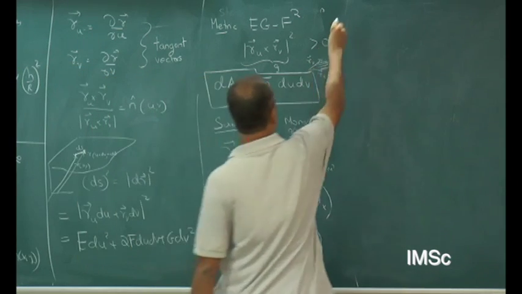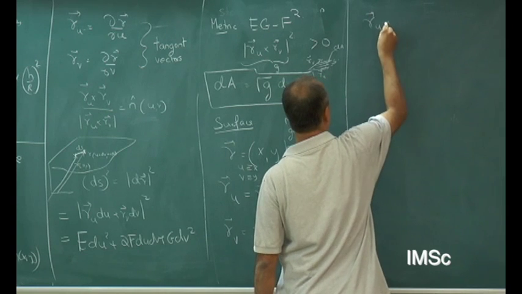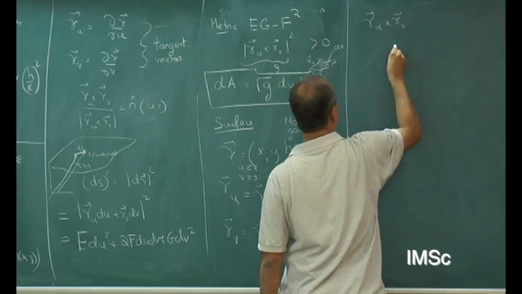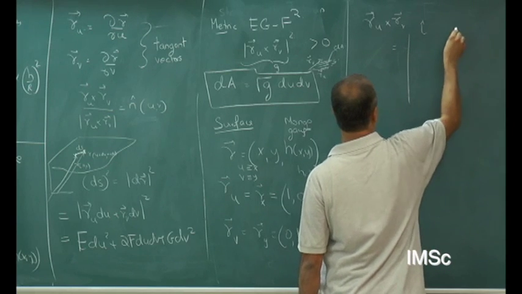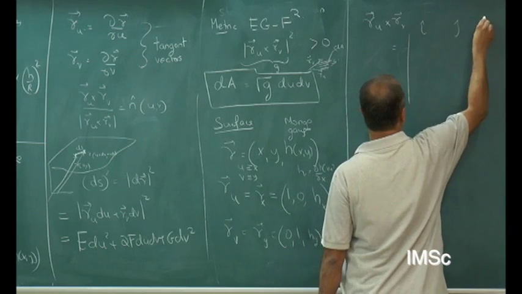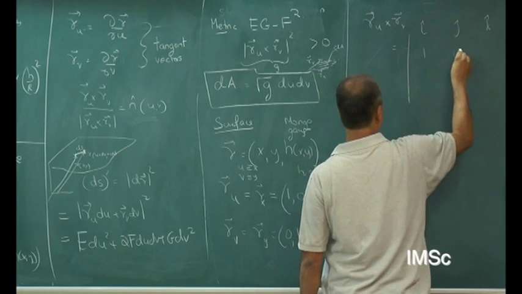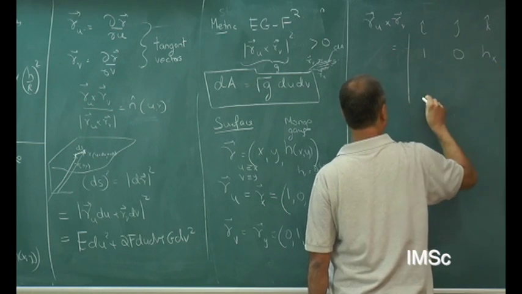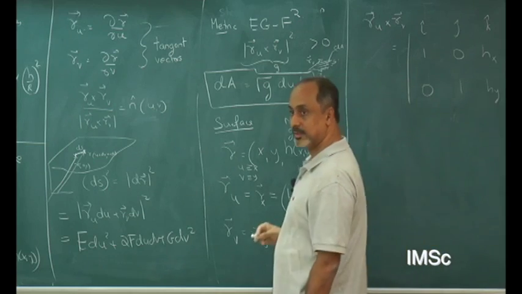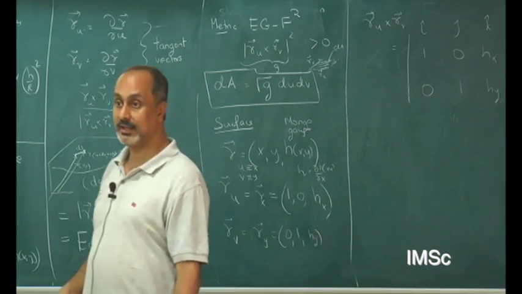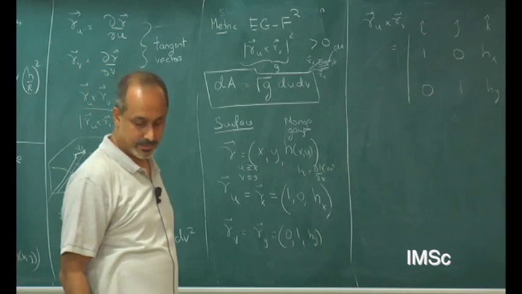So now let us go back to Ru cross Rv, and this is just the determinant. Put i, j, k here, and this becomes 1, 0, hx, 0, 1, hy. So we have to calculate the determinant of that and take the modulus squared of that. That gives me g. Okay?